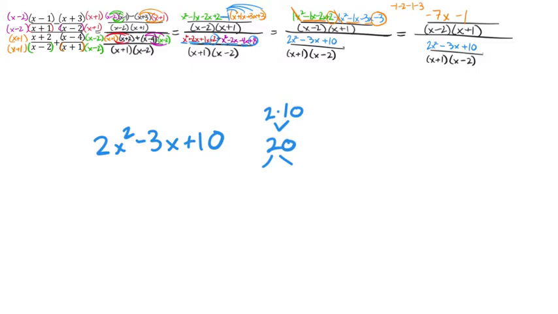Negative 5 and 4 don't work. If this was just a 10, maybe we could get it to work, but it's 20. There are no 2 factors of 20 that add up to negative 3, whether you choose 1 and 20, 2 and 10, or 4 and 5. Let's make those negative as well, just to make sure. It still doesn't work.